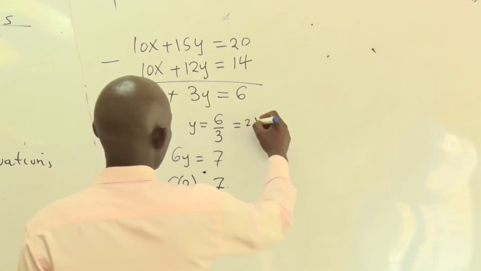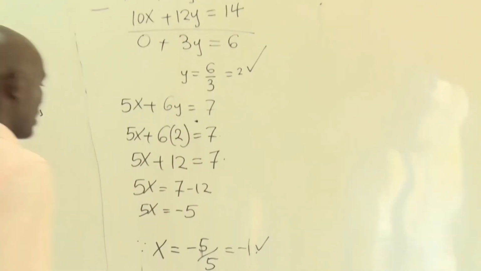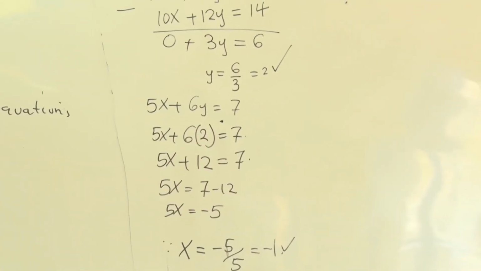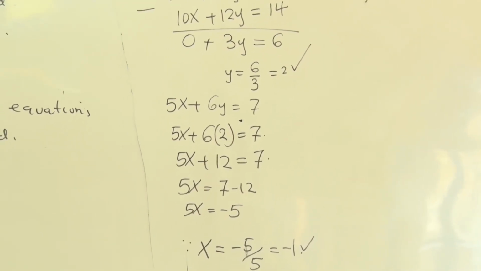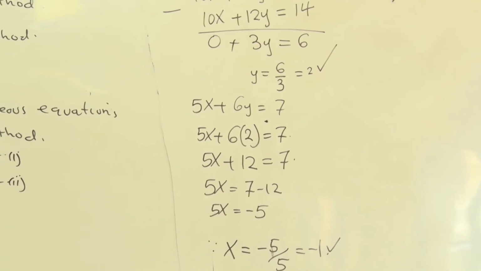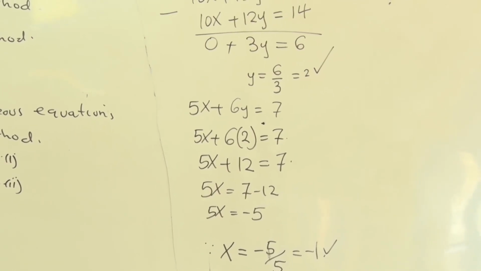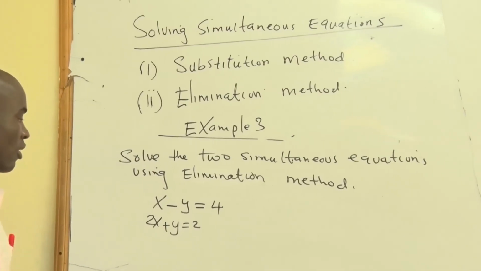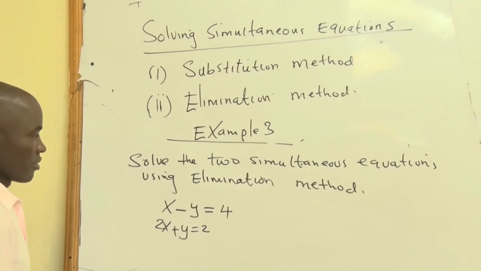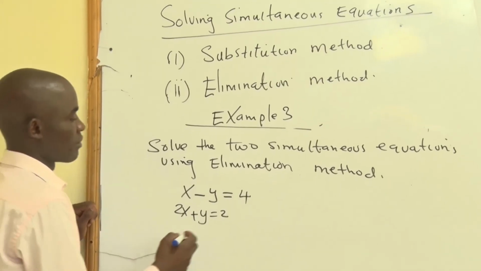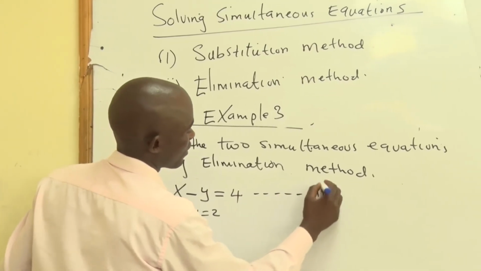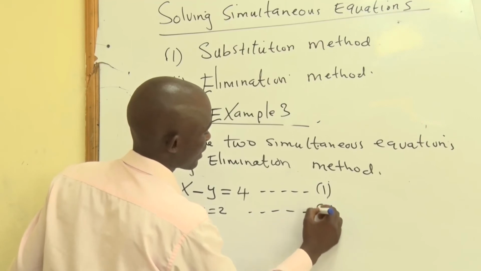So these are the two solutions. Those are the two values once you are using substitution and elimination. So we can take one more example. We are now looking at one more example. Solve the two simultaneous equations using elimination method. That is the first equation, this is the second equation.